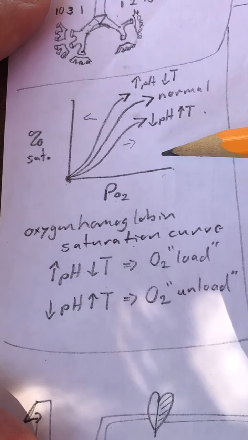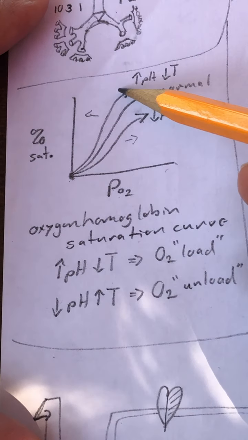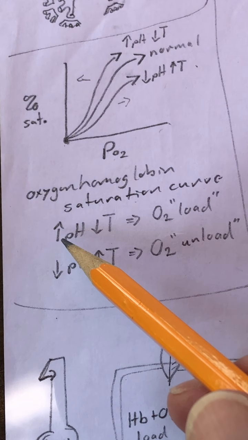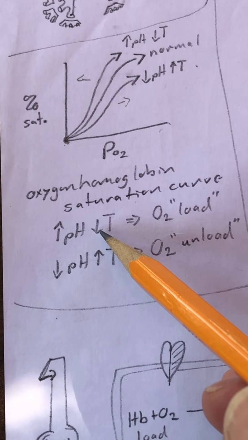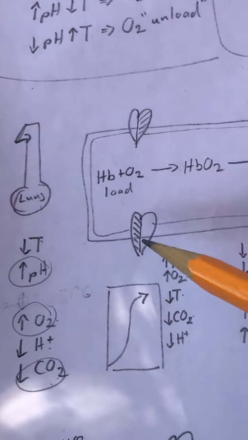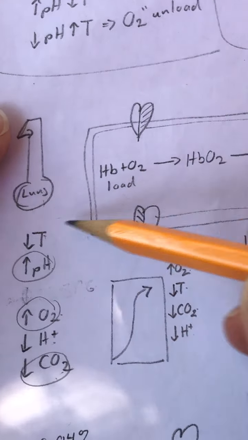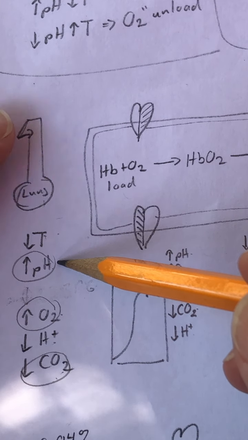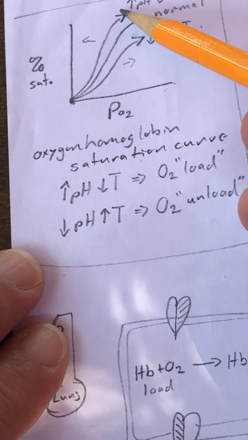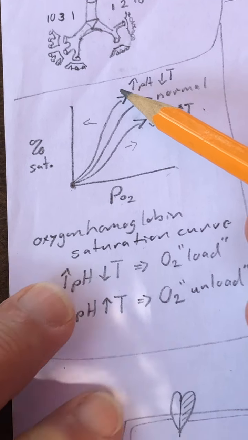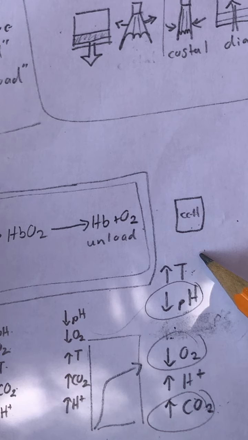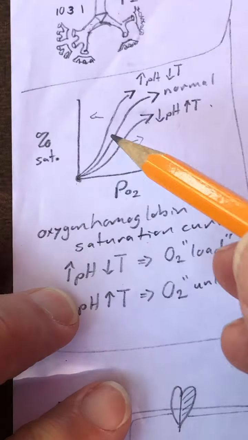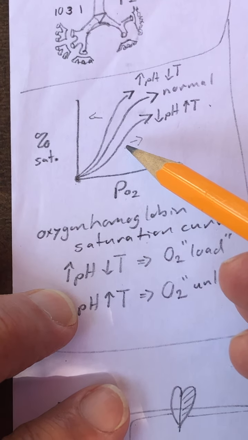Well, it turns out that two conditions that tend to favor the loading right here are an increase in the pH and a decrease in the temperature. So therefore, as we saw before down here, where the conditions are a bit cooler and a little more alkaline, it's easier to put the oxygen onto the hemoglobin. But over here, where the temperature is a bit higher and the conditions are a bit more acidic, it's not as easy to hang on to the oxygen.